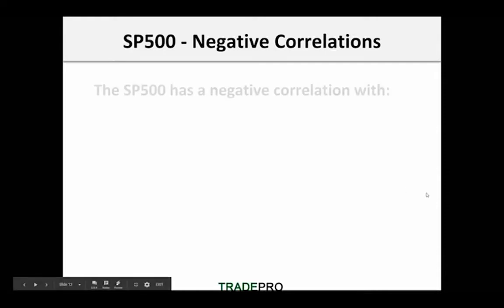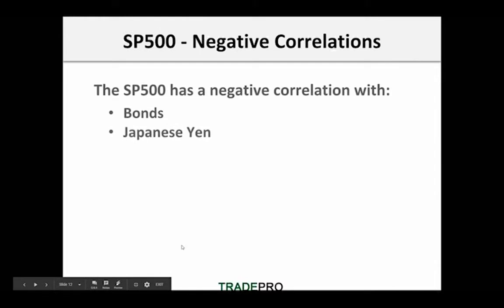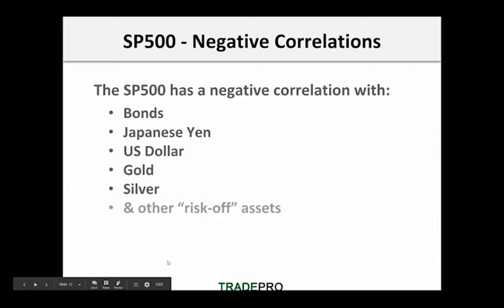With negative correlations, this is the inverse. The S&P 500 has a negative correlation with bonds. We talked about that. It has a negative correlation with the Japanese yen, with the US dollar for the most part, and gold. So these are assets that are inversely correlated. Silver as well, and other risk-off assets.